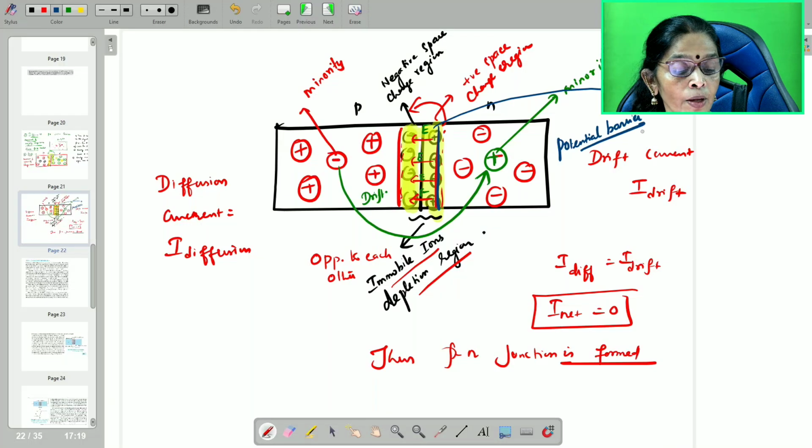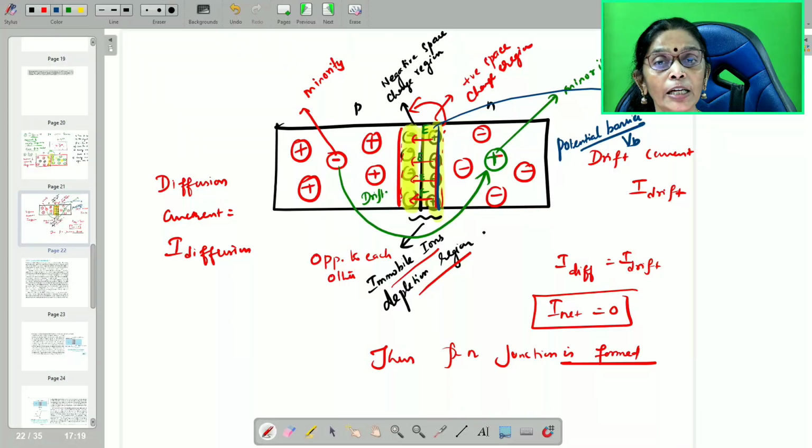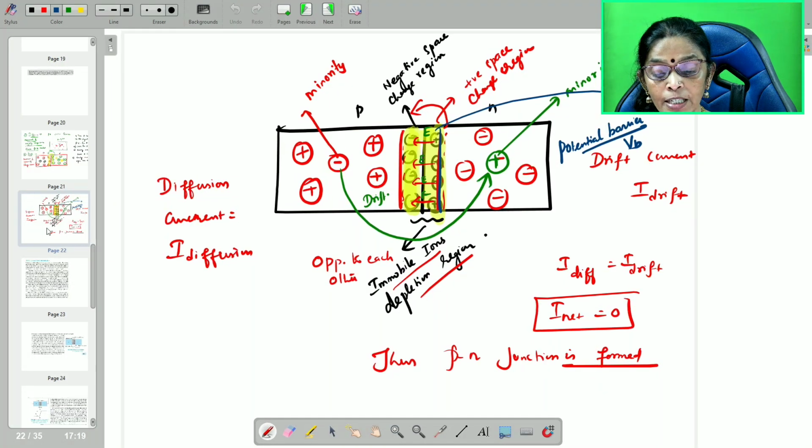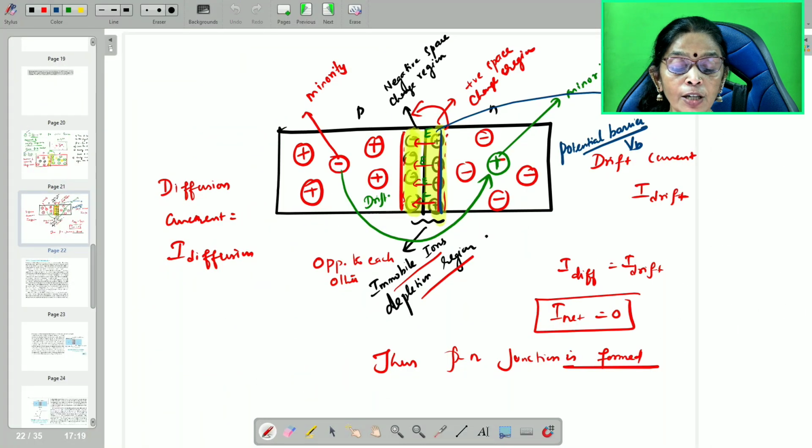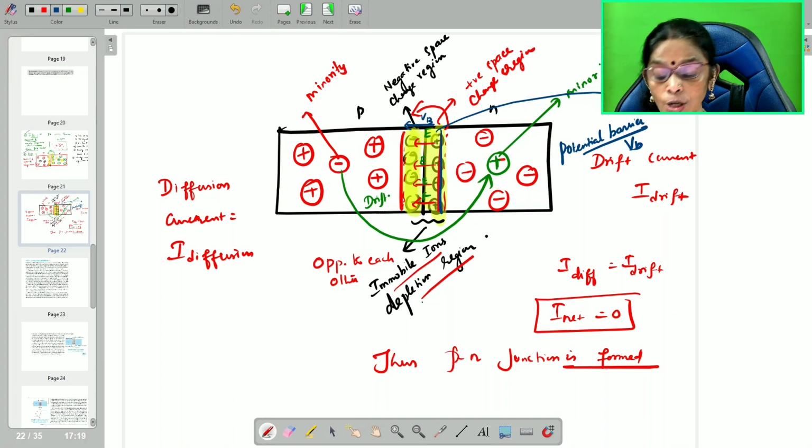Potential barrier, which is denoted by the symbol Vb. In order to overcome the potential barrier, you have to give a biasing. So hope you understand, children, what are the two processes taking place in the formation of the PN junction. One is diffusion, another is drift. Because of the diffusion and drift, a space charge region or depletion region is created. It creates an electric field and produces a potential difference that is called the barrier potential. In order to overcome the barrier potential, you have to give a biasing. So let us see how biasing can be done here.